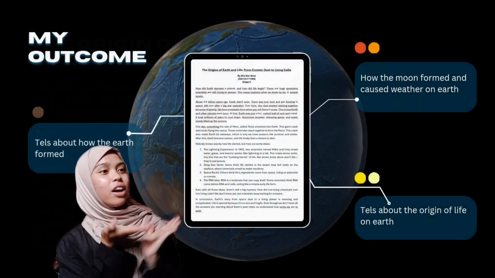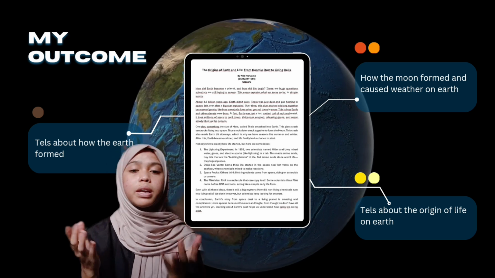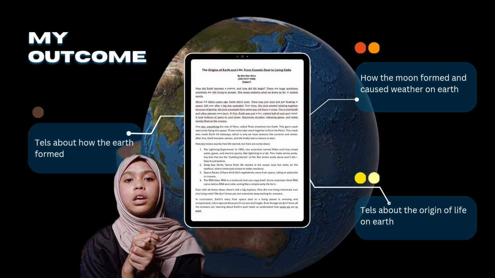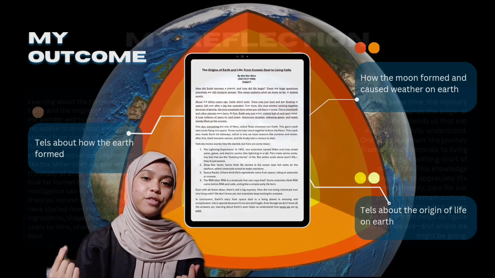And here are my outcomes. This essay tells about how Earth formed, how the moon formed and causes weather on Earth, and then tells about the origin of life on Earth.